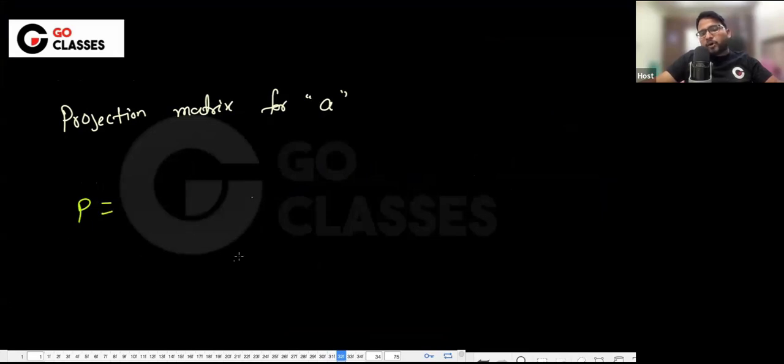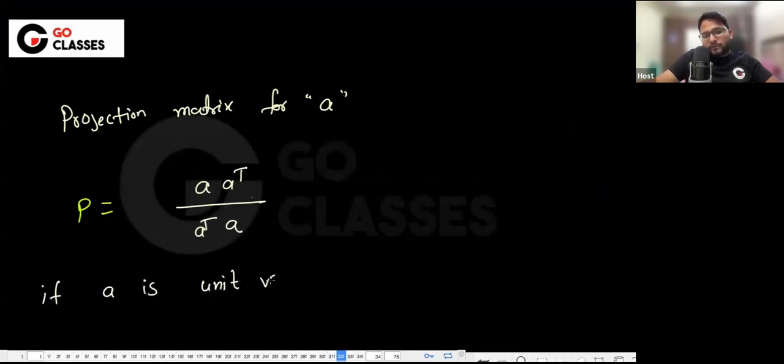Do you think the projection matrix of A will depend on B? No, right? It will be just like this. If A is a unit vector, then the projection matrix will be, that's all, right? If A is a unit vector, then the projection matrix is just A A transpose.